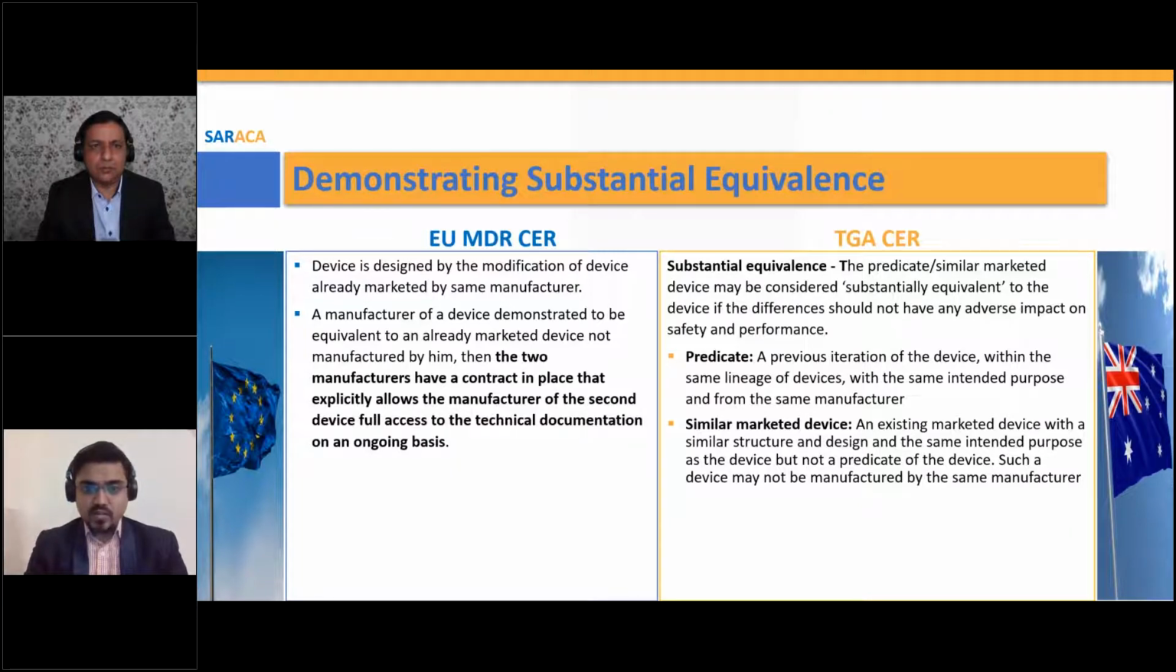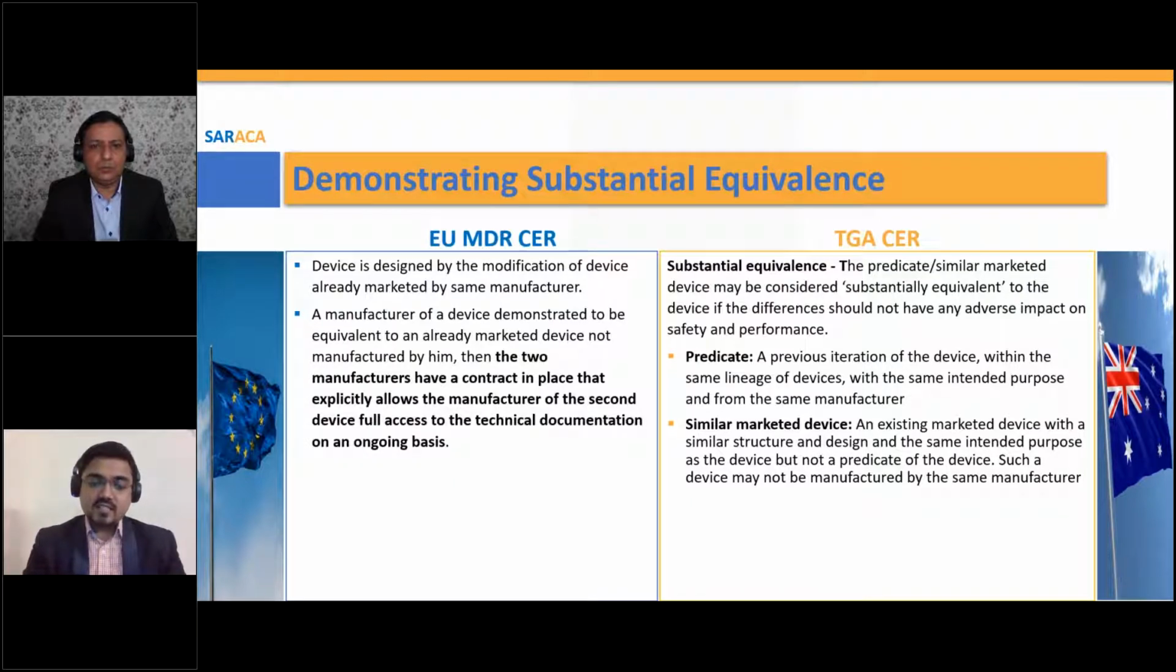We have tried to differentiate into the same category. The TGA only talks about substantial equivalence, whereas the MDR tells you about an equivalent device. So the terminology is quite different. Here we can call this substantial equivalent, here you can call this equivalent device. A substantial equivalence device consists of a predicate as well as a similar marketed device.